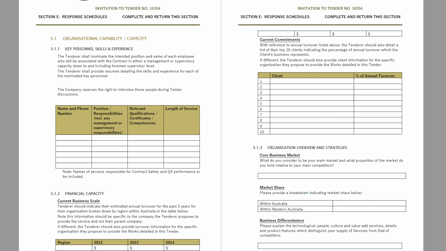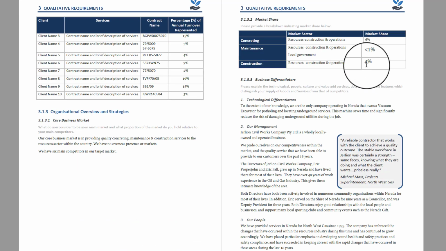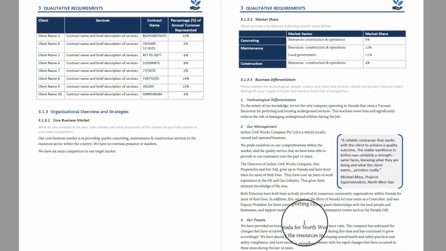Current commitments. So this is how I have responded to current commitments. They want your top 10 clients, including the percentage of annual turnover. And there it is. Here it is. Client. And look, this is an example, so obviously I can't reveal anyone's details. That would be a breach of confidentiality, and I have made this entire document up, so my creativity ends at dreaming up company names that aren't real company names. I apologise for that. So that's how I've responded to that.